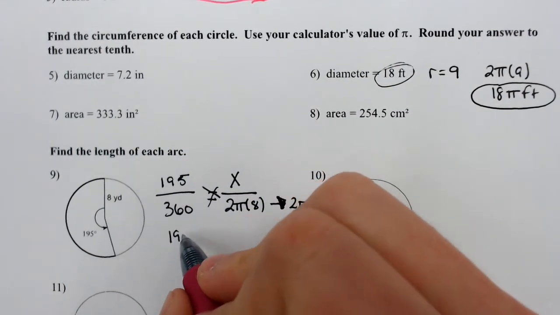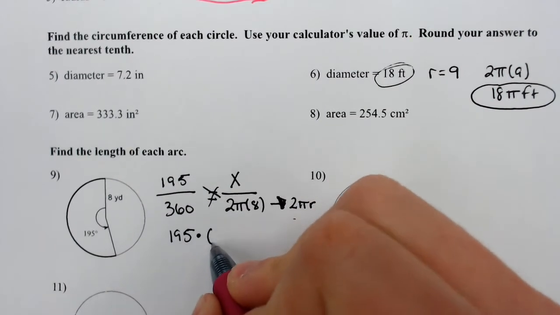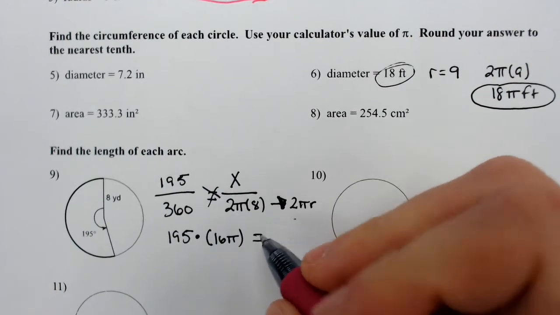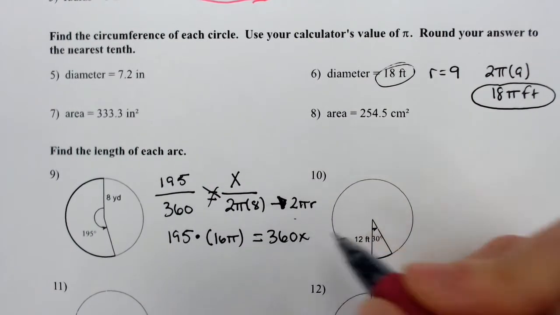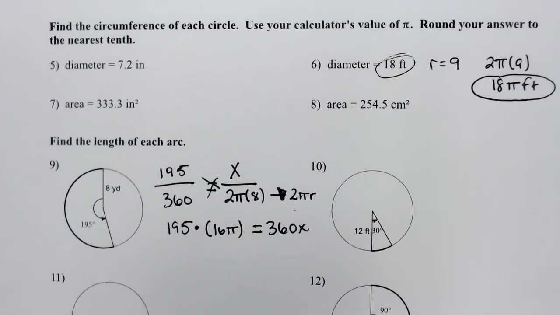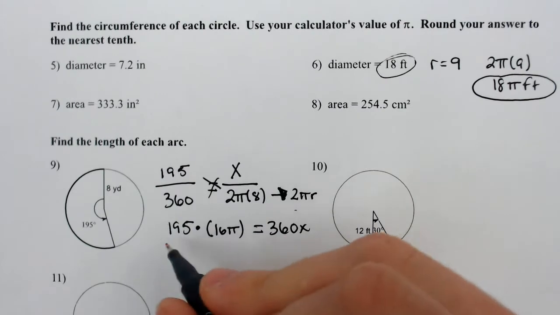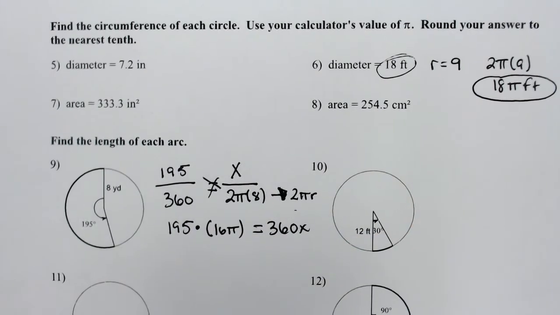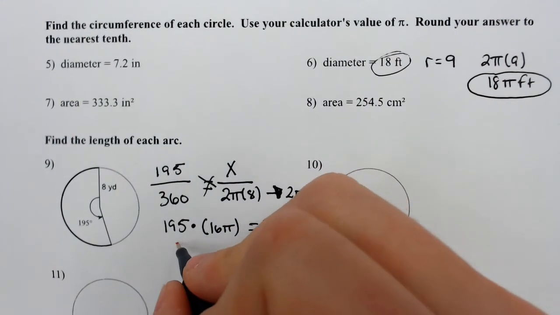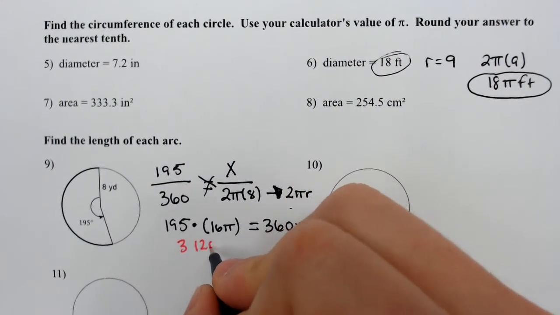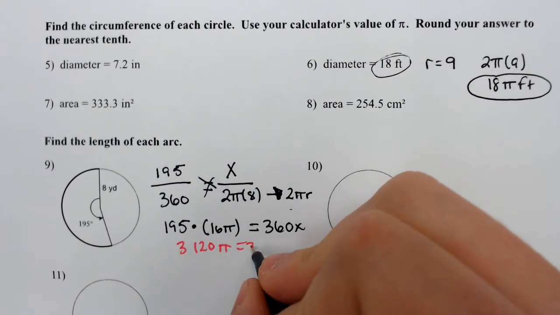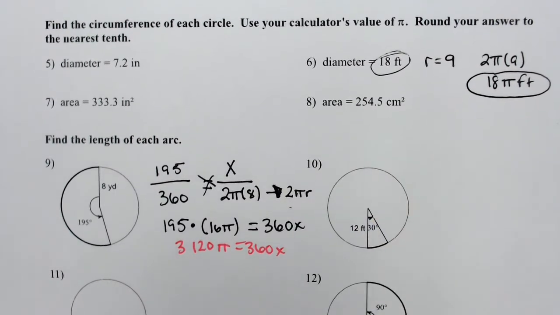We get 195 times, I'm going to go ahead and just write 16 pi because 8 times 2 is 16, will equal 360x. And from this point, we could divide by 360. You could multiply the 195 times 16, which I feel like doing just because I don't know what we would get from dividing by 360 as it currently stands. It's a big number, 3120 pi equals 360x.